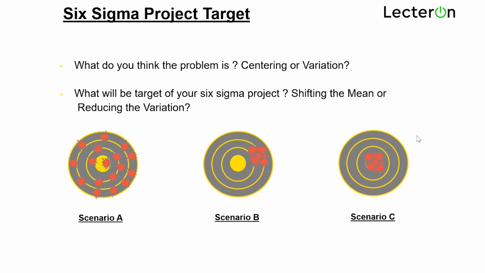Scenario B. Brittany, what do you think you would do as a Six Sigma project lead? Would you shift the mean? Would you reduce the variation? I think for this one, you would shift the mean since it looks like it's all kind of gathered in one area. Yes, it is very precise, but it is off target, right? So you pick it up from here and keep it right in the middle, and you're done.